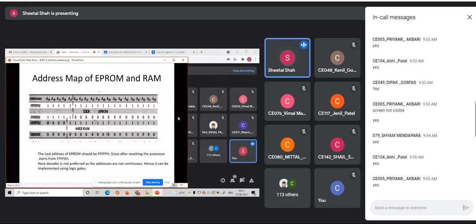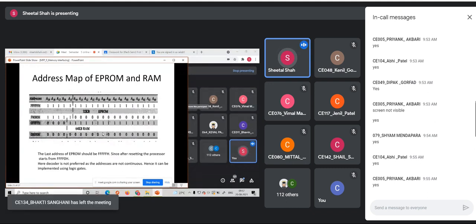Hope you are getting this. Whereas the A0 line is used to select the even or odd bank, so that can be 0 as well as 1. And you can see that A16 to A19, these bits are used as a chip select line for the RAM IC. Hope everybody is clear. So what would be the starting address for this RAM?